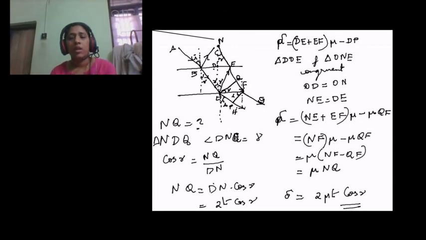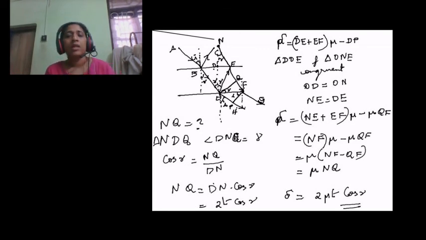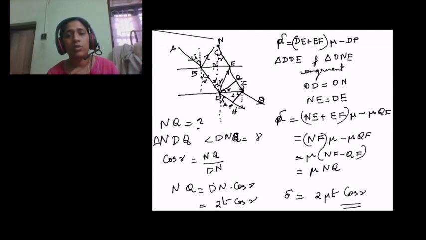Thus, we can rewrite this path difference: DE can be written as NE, so mu times (NE plus EF), and DP is mu QF, and NE plus EF is actually NF. So mu NF minus mu QF is equal to mu into (NF minus QF), and NF minus QF is nothing but NQ. We can see that from this figure.